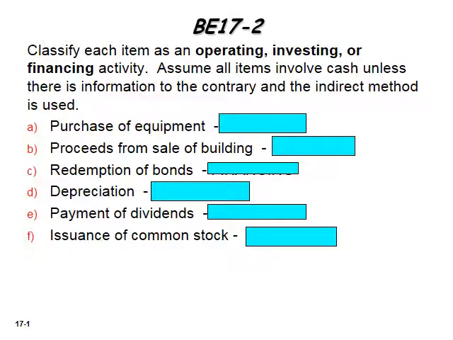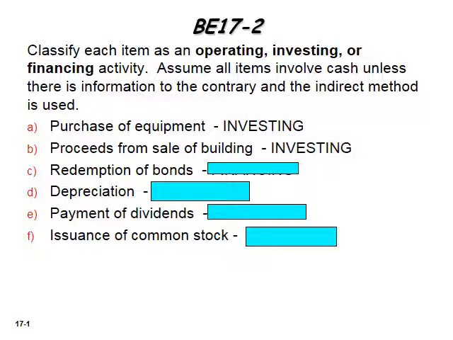Okay, this is BE 17.2, so we're going to identify the type of cash flow for each of these activities. So it's either operating, investing, or financing activity. The purchase of equipment is an investing activity. The proceeds from a sale of a building, because this, like the purchase of equipment, is a long-term asset, is going to be an investing activity.